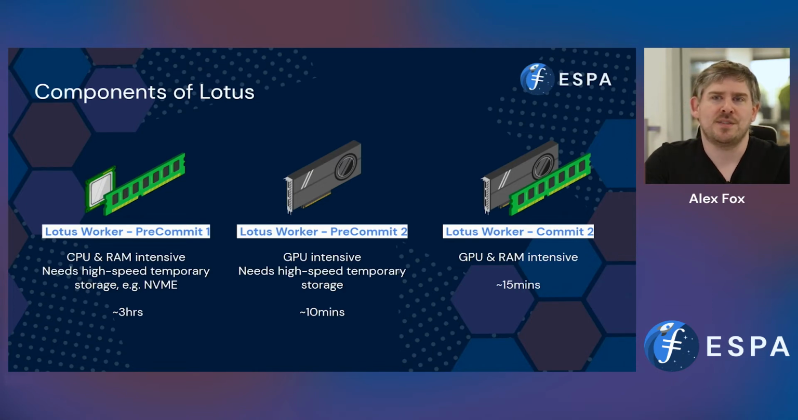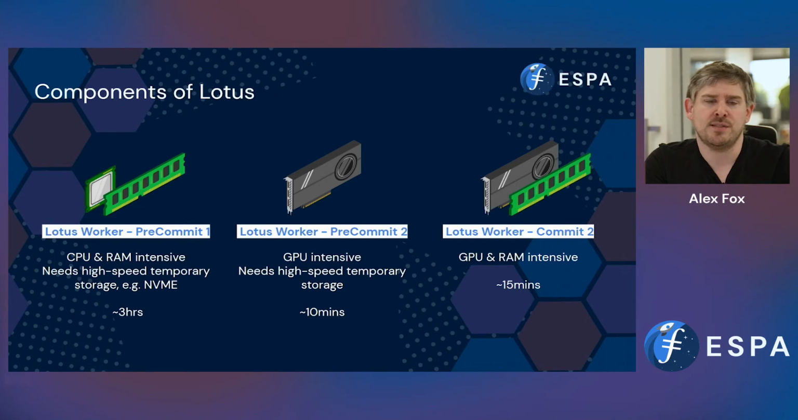The commit 2 part of sealing doesn't use its own scratch space like PC1 and PC2. It doesn't need the NVMe storage, but it does use a powerful graphics card. So similar to PC2, it just uses this card to efficiently perform the computations required to generate the proofs that get submitted to the blockchain. It also uses quite a reasonable amount of system memory for commit 2, so it's pretty intensive on GPU and RAM, and we have to keep this in mind when we're choosing the size of our system.